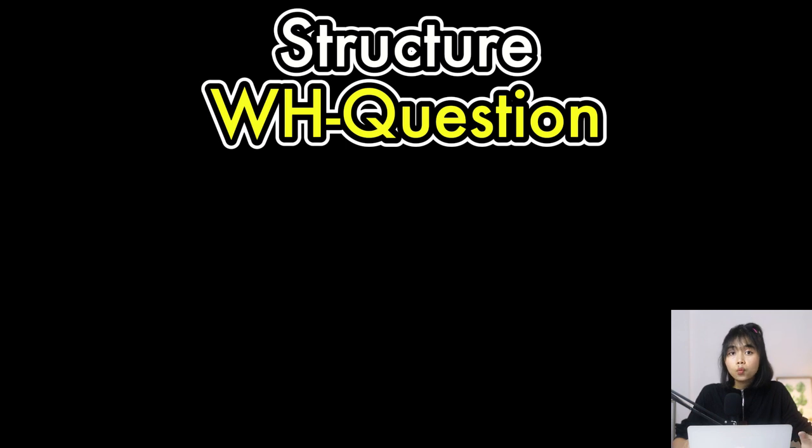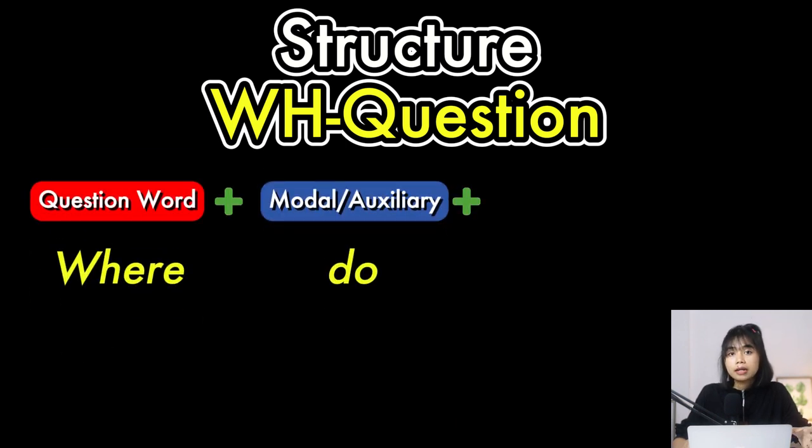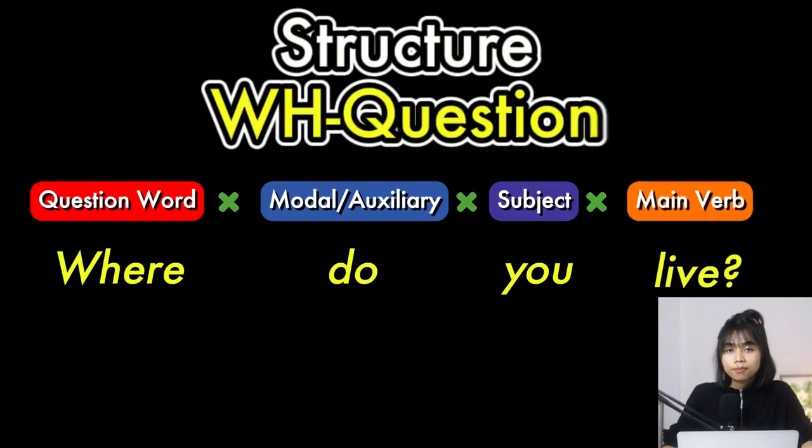Now that you've learned the types of question words in English and how to use them, another thing for you is the structure. WA questions always begin with a question word and then followed by an auxiliary or a modal verb, then the subject, and finally a main verb.